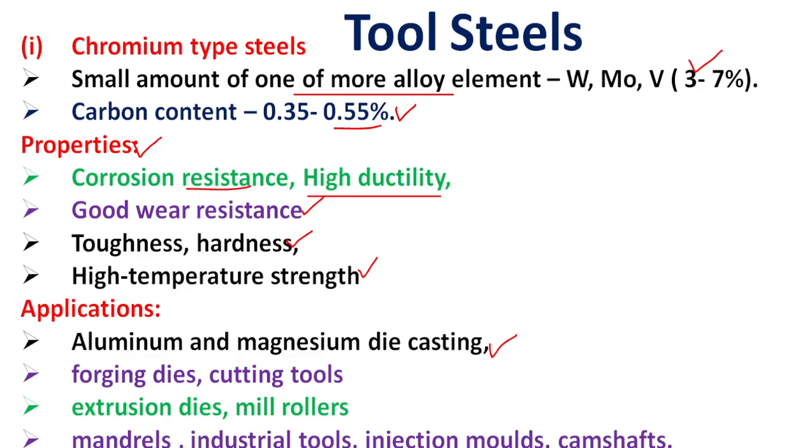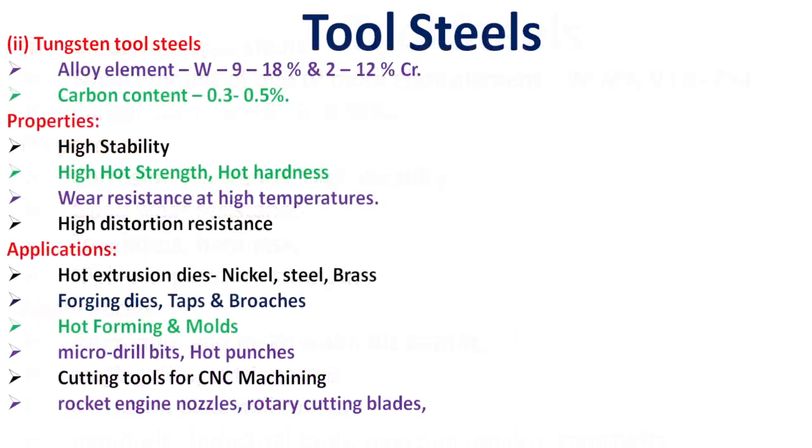The applications of these hot work tools are aluminum and magnesium die casting, forging dies and cutting tools, extrusion dies, mill rollers, mandrels, industrial tools, injection molds and camshafts. It's mainly used for hot work tool steel.